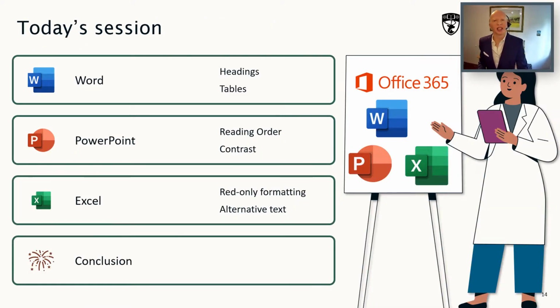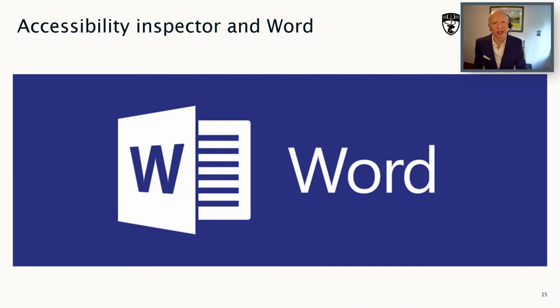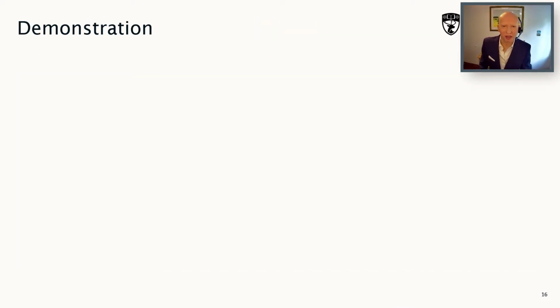So in today's session, we're going to look at using the Accessibility Inspector in Word, PowerPoint and Excel. Now the inspector can spot 16 different types of issues, but we're just going to look at 6 today. And we're going to start by diving into Word. So let's dip into the demonstration.